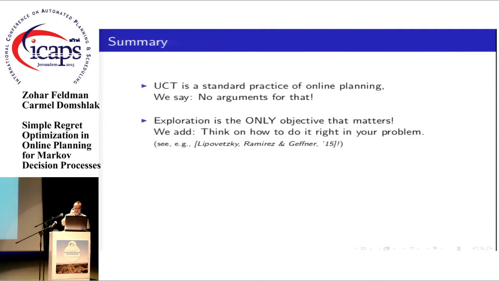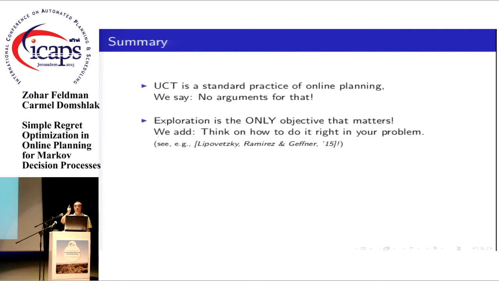So, in summary, the points to take. One, while UCT is standard practice these days for online planning, things are changing, in particular because there's no single argument for that. Two, in planning, unlike in learning while acting, which is a typical setup in reinforcement learning, nobody cares about exploitation. If something in your algorithm does exploit and you put it on your slide, know that you are doing something wrong. Because the only thing we care about is exploration.